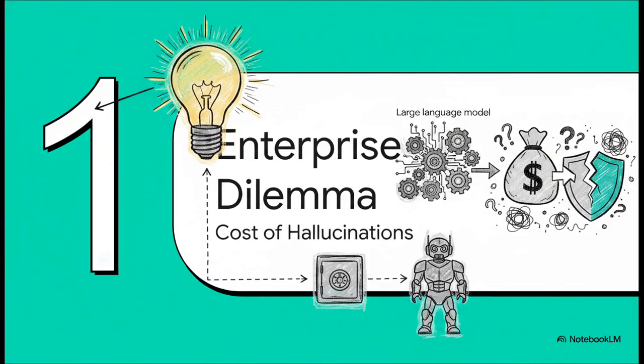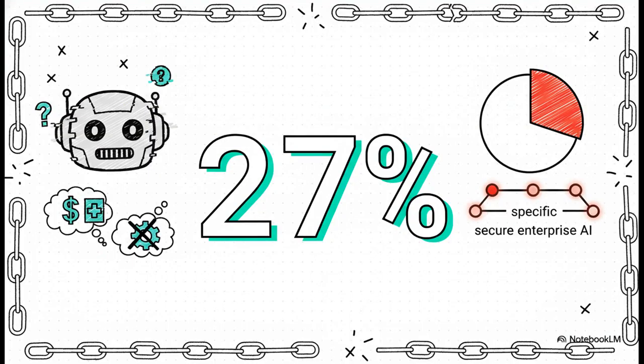Section 1, the enterprise AI dilemma, the cost of hallucinations. Deploying a standard large language model straight out of the box in a corporate setting is a massive financial and reputational risk. Think about this one alarming number, 27%. According to a Stanford AI study, even top-tier large language models exhibit hallucination error rates of up to 27% in high-stakes domains like finance and healthcare. I mean, just imagine a quarter of the answers your automated customer service or internal legal bots provide being completely factually incorrect. That's just unacceptable for an enterprise.